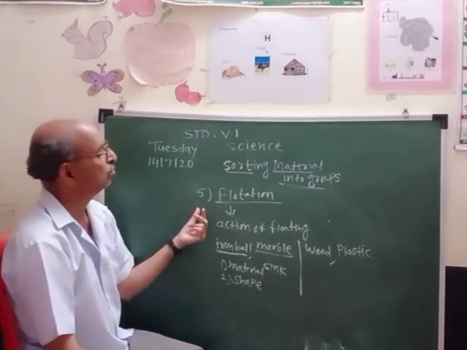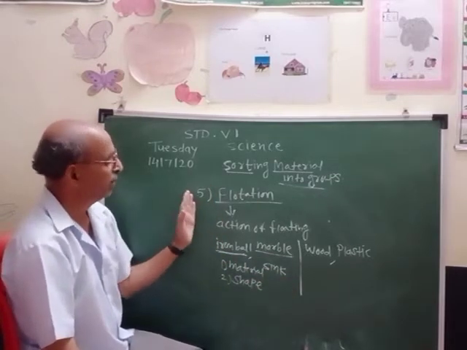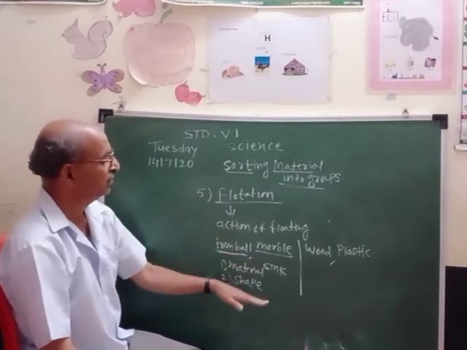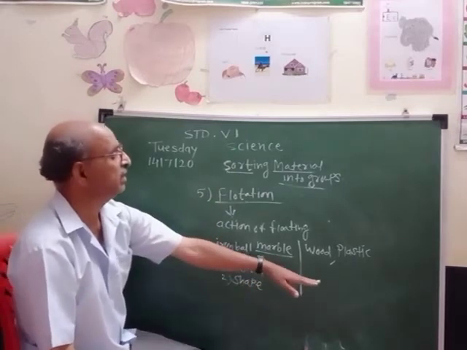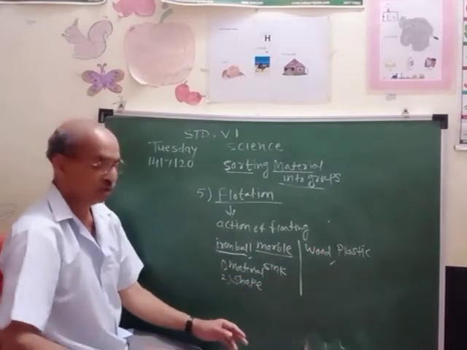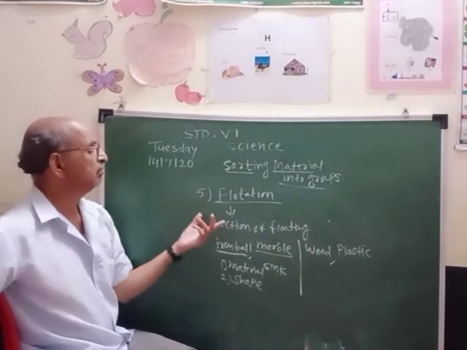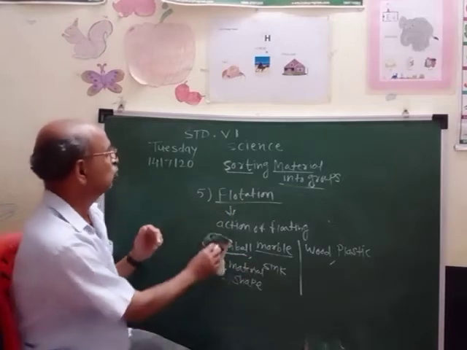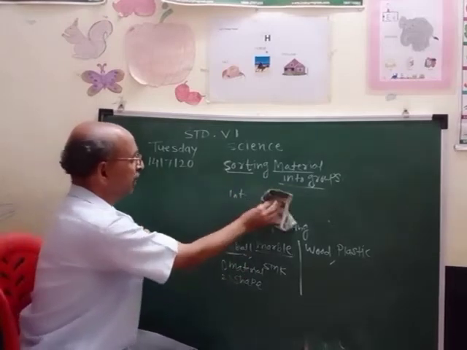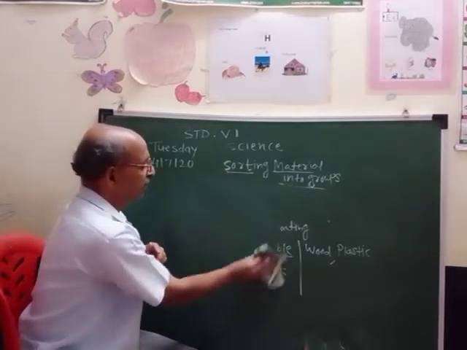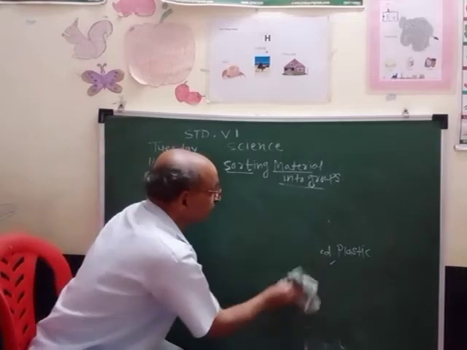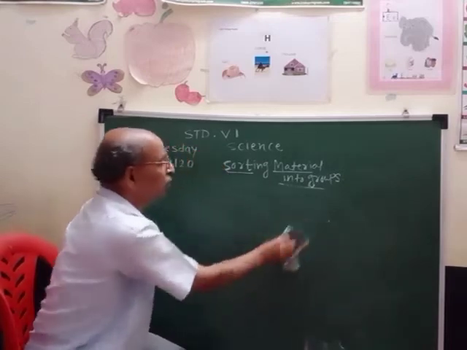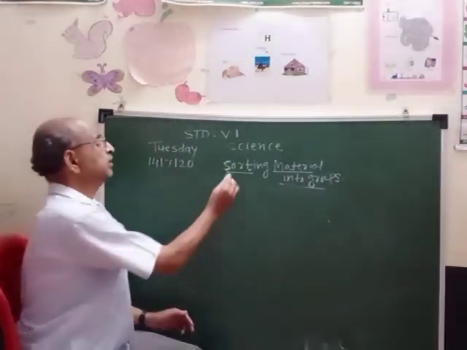So this is one more property by which we can make the group, the material which sinks in the water and the second which floats on the water. Now all these are very simple properties. By using that we can make groups of different materials and objects. Now we see the next property on which we can make the groups.